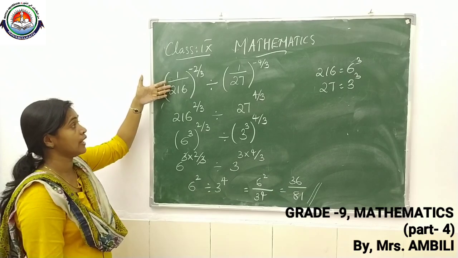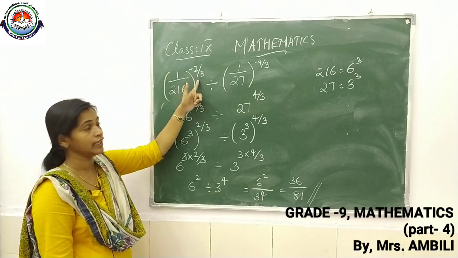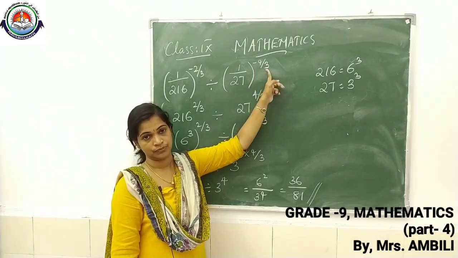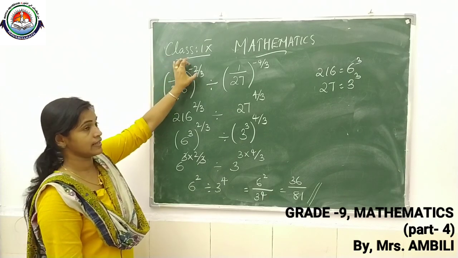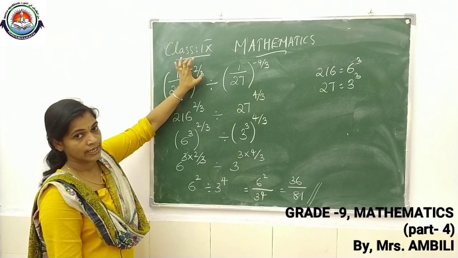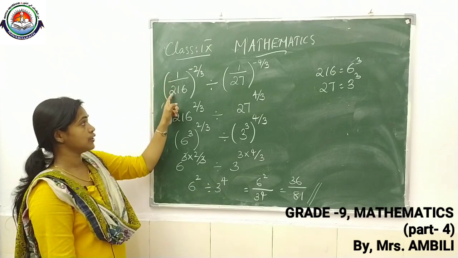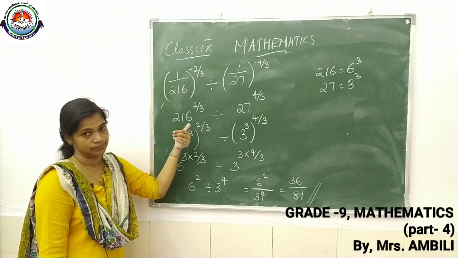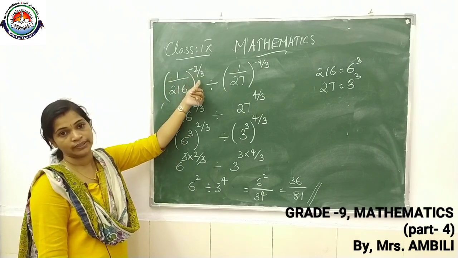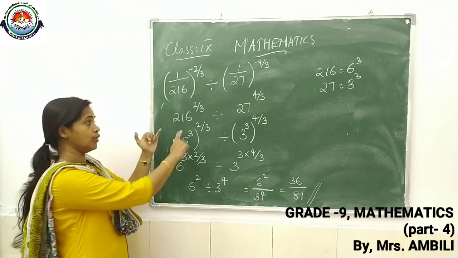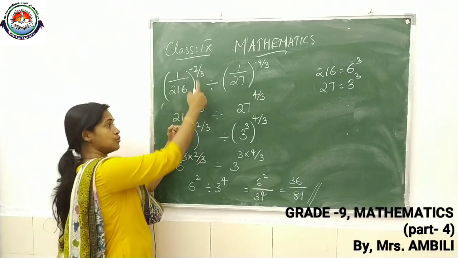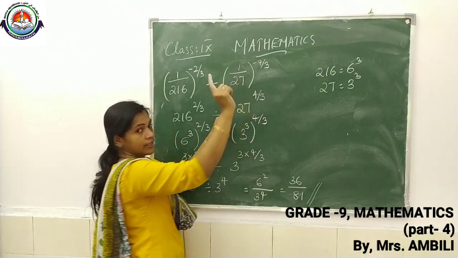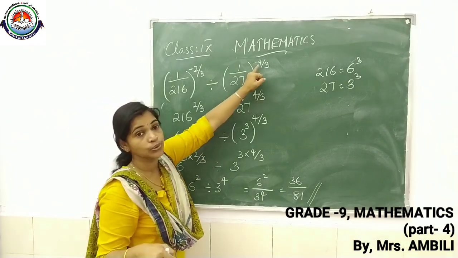Our question: 1 by 216 raised to minus 2 by 3 divided by 1 by 27 raised to minus 4 by 3. Okay. So, our first step, change the negative exponent. For changing that, what we did? 1 by 216 raised to minus 2 by 3 is equal to 216 by 1 all raised to 2 by 3. So, 216 by 1 equals 216. 216 raised to 2 by 3 divided by, here also 1 by 27 raised to minus 4 by 3 we can write 27 by 1 raised to 4 by 3.